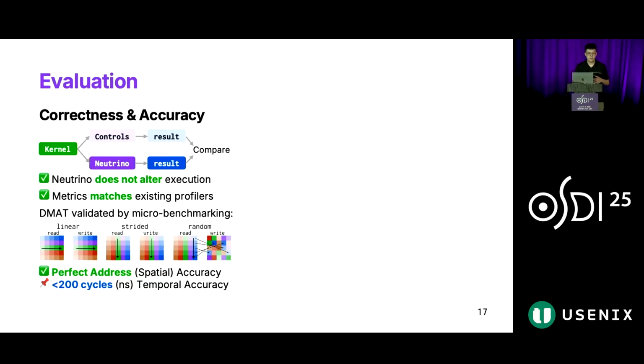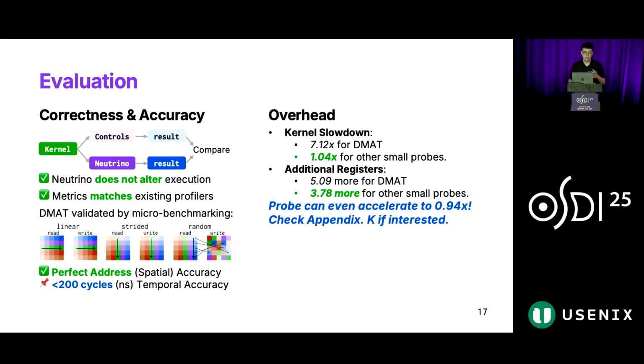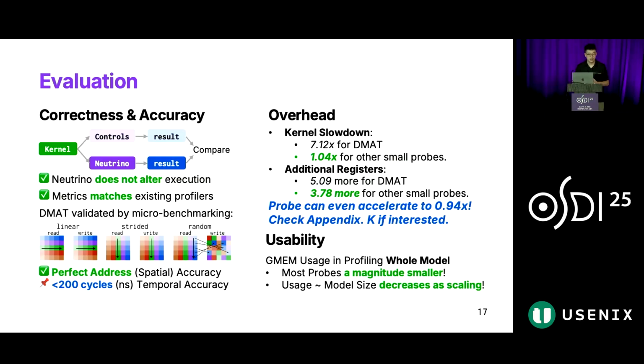We conduct very comprehensive evaluations to validate the execution correctness and the profiling accuracy. We also show that Neutrino has a very low overhead, nearly 1.04 times for smaller probes. And in some cases, the probe can even accelerate the execution, with a very high usability to profile the whole model. Please refer to our paper for more evaluation details and results.